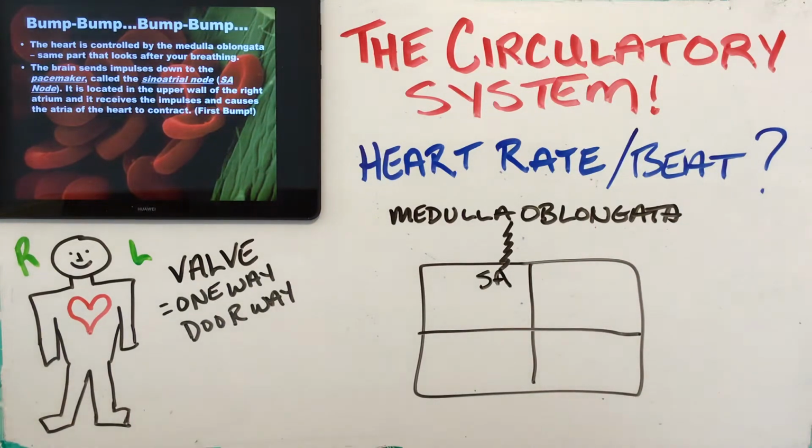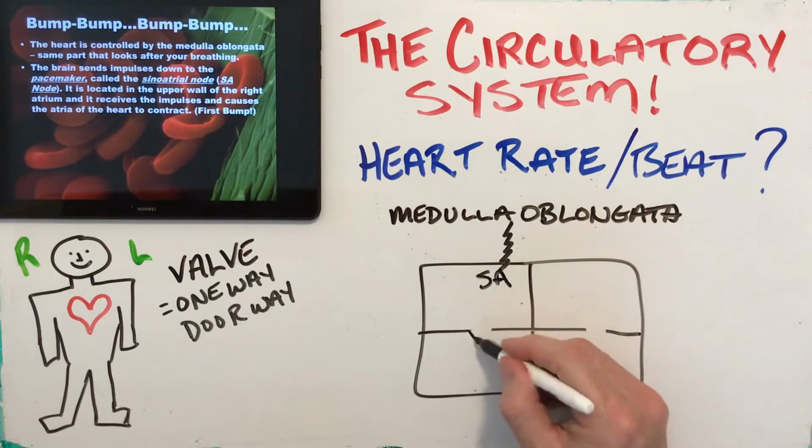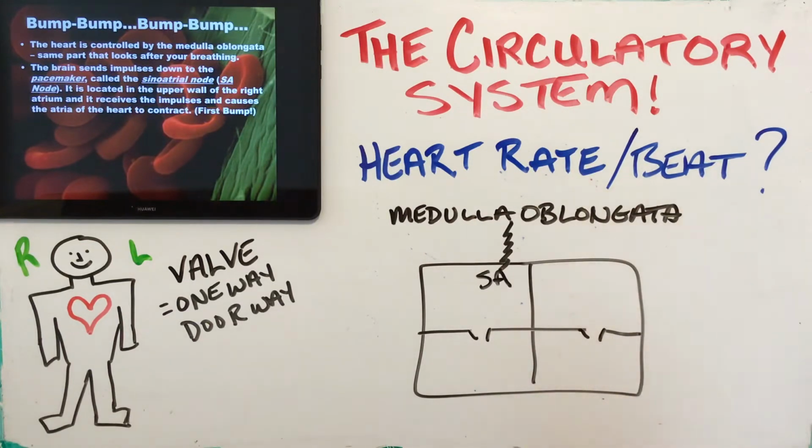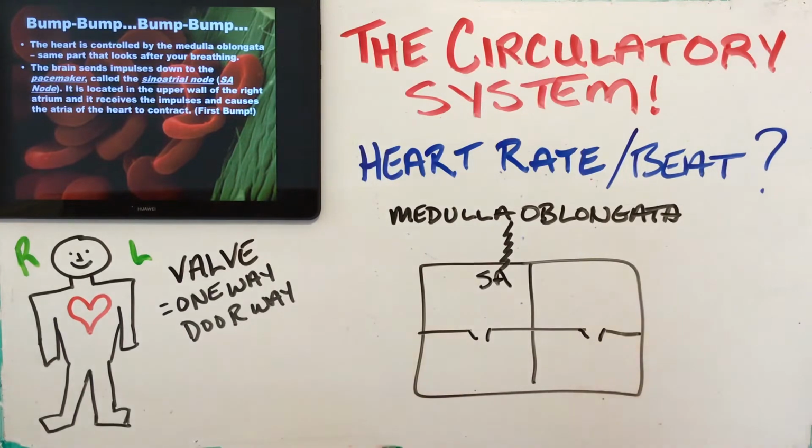The SA node stands for sinoatrial, all right? It's right here. What that does is it makes the two atria, the two top chambers of the heart, squeeze. And when they squeeze, blood does what? Well, it goes down to the bottom, into the ventricles.